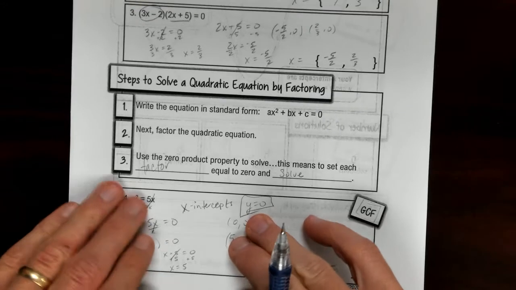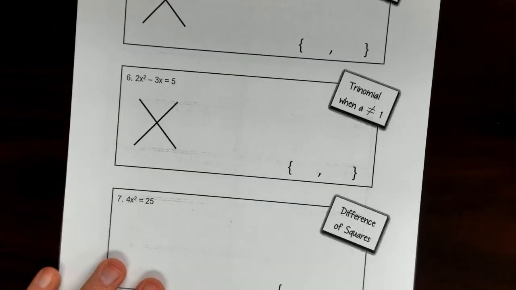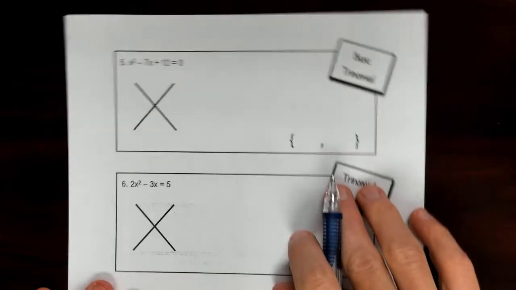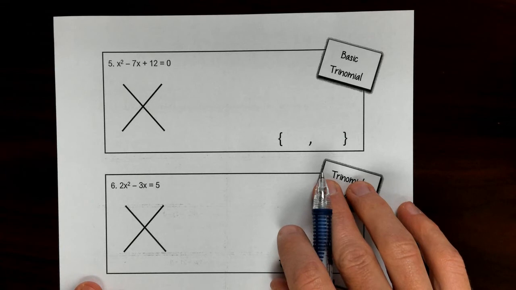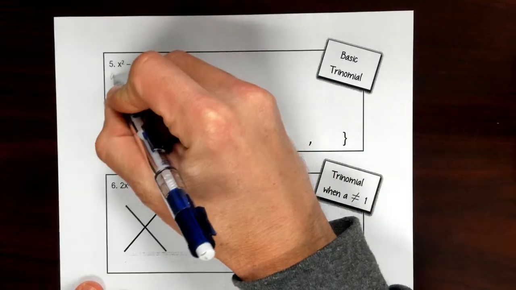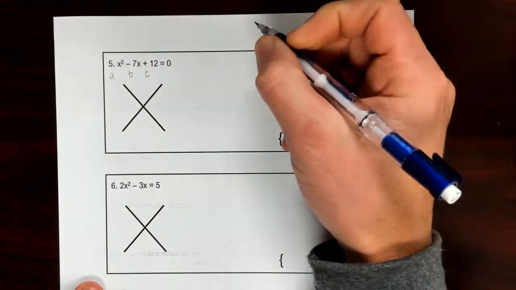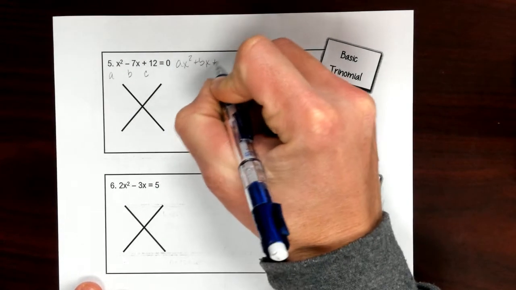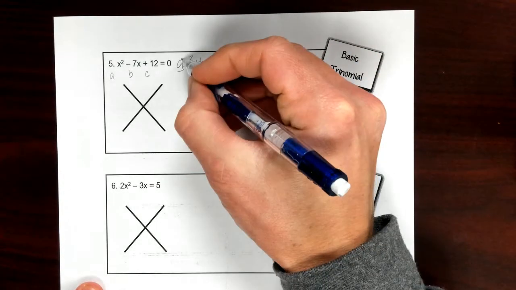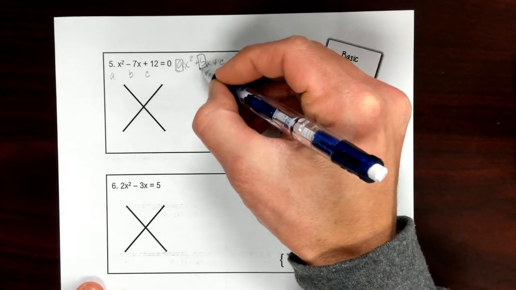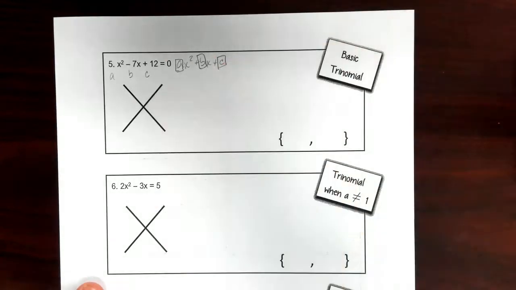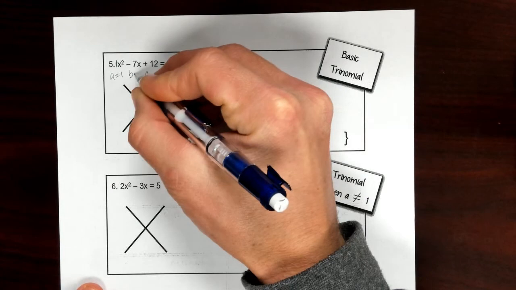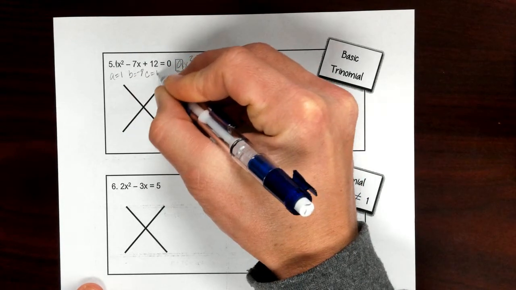All right, let's look at another example. So looking at number 5. I've got x squared minus 7x plus 12. So once again, we're going to figure out what is a, what is b, and what is c. This is a trinomial, right? In standard form, ax squared plus bx plus c. Once again, a is the number in front of x squared, b is the number in front of x, and c is the number at the end. So in this case, a is a 1, b is a negative 7, and c is a positive 12.